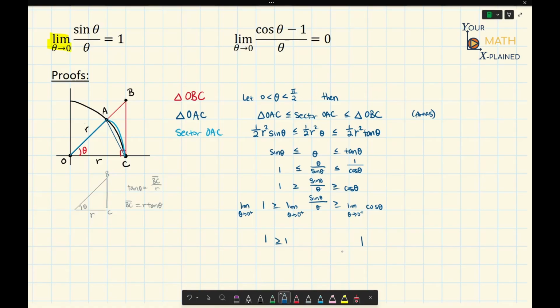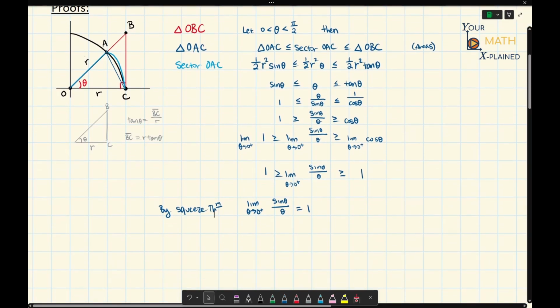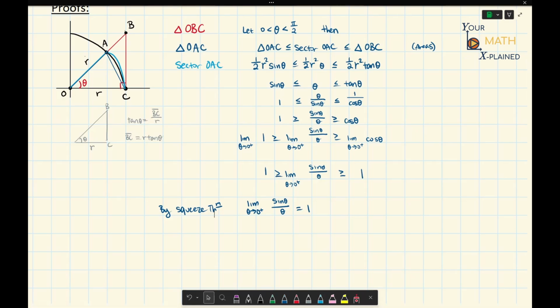So now the limit that we're interested in is sandwiched in between 1 and 1. So by the squeeze theorem, we can say that the limit as theta approaches 0 from the positive side of sine theta over theta is equal to 1. So again, this is by the squeeze theorem. So now we have proven that the right-hand limit is equal to 1. So we're going to repeat the same process for the limit as theta approaches 0 from the negative side.